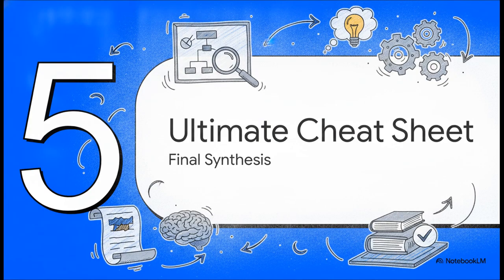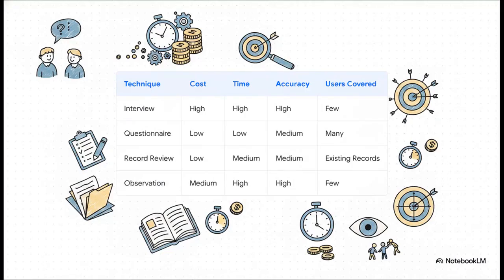Which brings us to our final synthesis section, Section 5, the ultimate cheat sheet. And this brilliantly illustrates the ultimate trade-offs you absolutely must memorize before test day. Interviews cost high time and money, but yield high accuracy. Questionnaires are cheap and fast, but only hit medium accuracy. Record reviews save money but cost time, and observation costs massive amounts of time but guarantees high accuracy. Lock these relationships in and you will fly right through your exam.